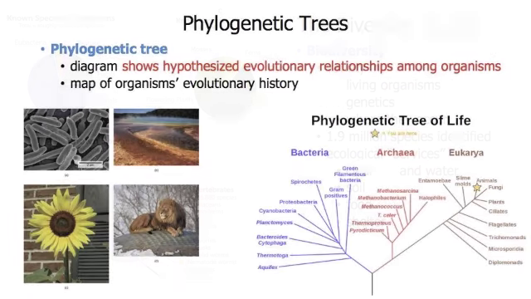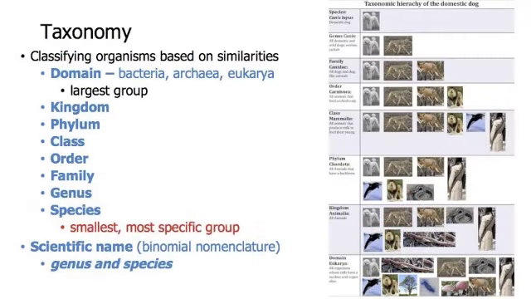And in this next slide, we're looking at a phylogenetic tree. A phylogenetic tree is simply a diagram that shows the hypothesized evolutionary relationships among organisms. And this brings us to taxonomy. Taxonomy is the classification of organisms based on similarities. Carl Linnaeus, a Swedish botanist, is largely credited with inventing the modern system of naming organisms. So taxonomy is really just the scientific study of naming.